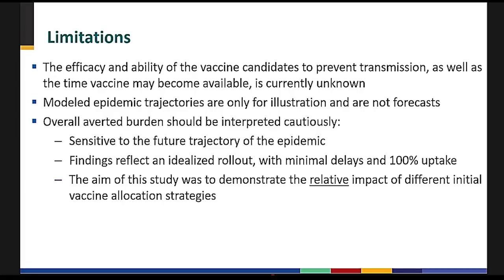I want to emphasize that the overall aim of the study was to inform discussions about the relative impact of different initial vaccine allocation strategies, not to estimate the absolute impact of the campaign, which will be difficult to accurately do until we know more about the vaccine characteristics and the time they will be available. Next slide, please.